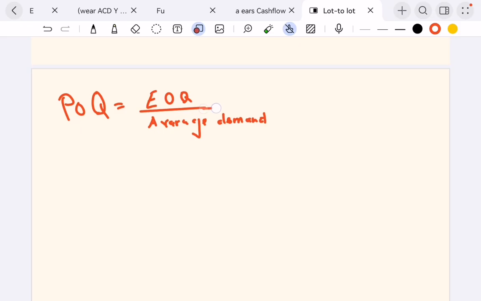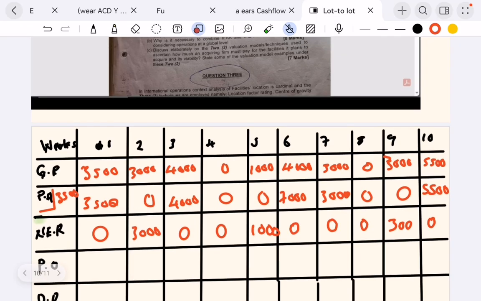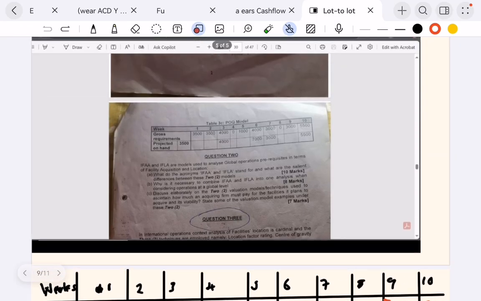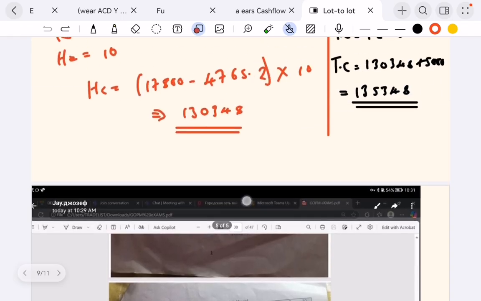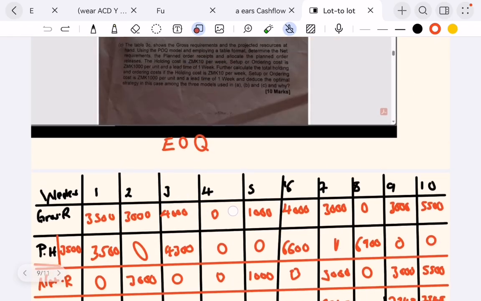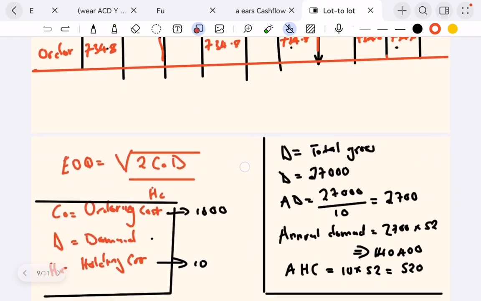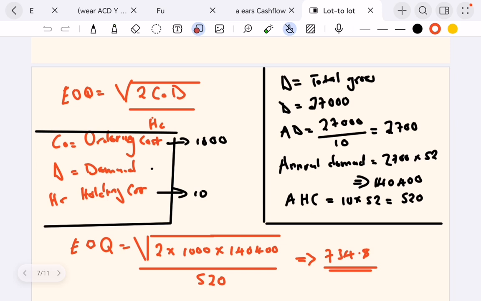So economic order quantity over average demand. Remember, these are the same numbers from the other question. These numbers are the same as the numbers that we were calculating, those on top there. They are the same numbers that we're calculating in 2. So what we need to do here is find the economic order quantity using the same process. So you need to show your calculations.